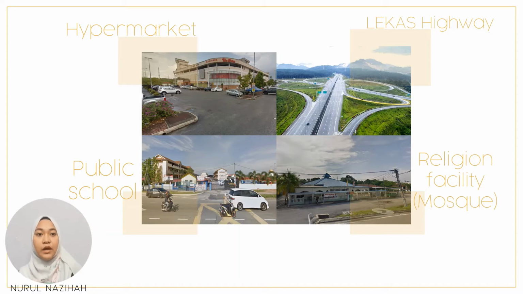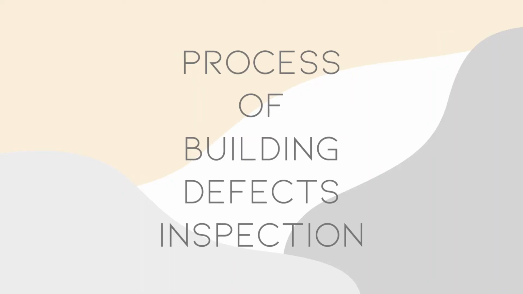For the first one, we have the hypermarket, where the distance between the hypermarket and the subject property is really short and can be reached easily by the occupants. Not only that, we have the Lebuh Raya Kajang Seremban Lekas Highway, which the occupants can use to go from Kajang to Seremban easily. We have other facilities such as a public school and also religious places such as a temple and a mosque that can be used by the occupants of the building.